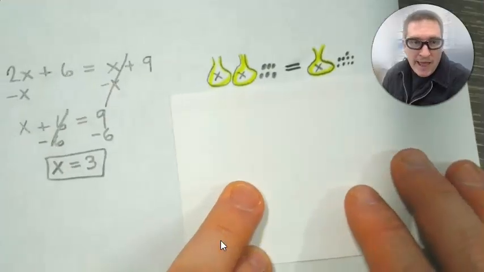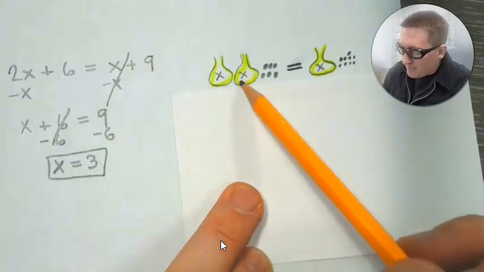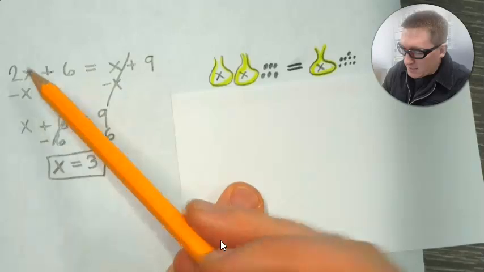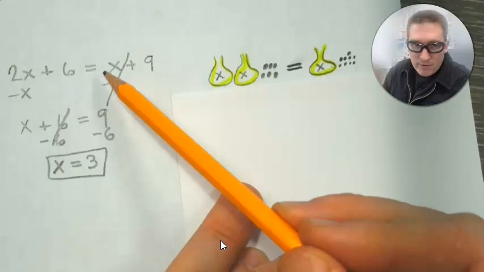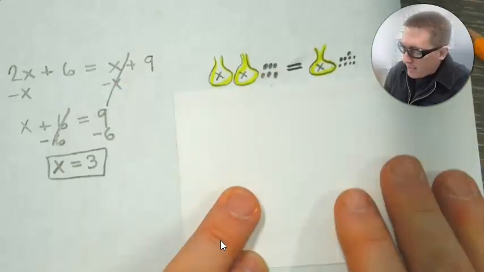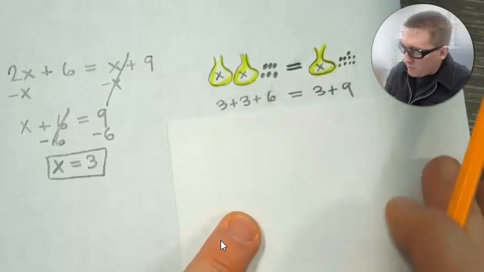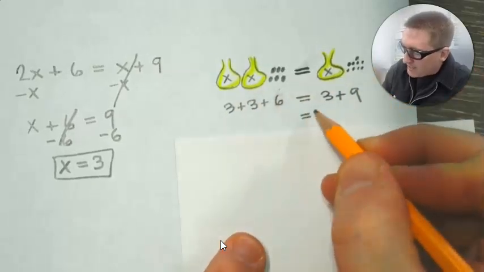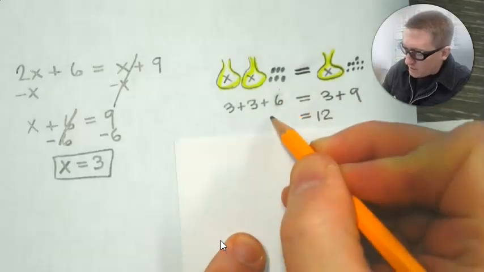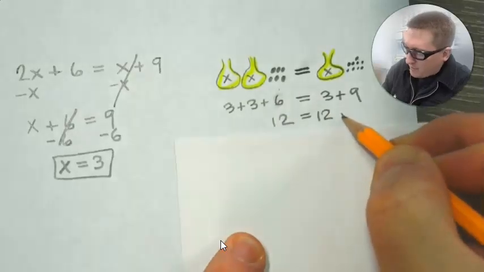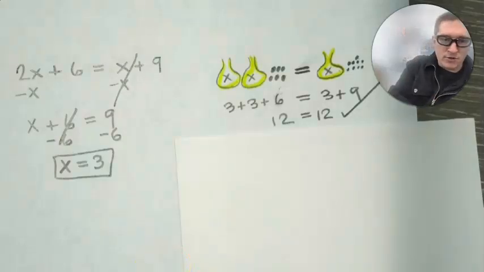Now, how do I know my answer of 3 is correct? Well, I'm saying that each of these bags has 3 marbles in it. I'm saying that x equals 3. If that's true, I can go back to my original problem, either the original equation or the original graphic, and I can show that putting 3 marbles in each of those bags would make a balanced equation. Like 3 plus 9 is 12, and 6 plus 3 is 9 plus 3, which is also 12. And since I have equal numbers of marbles on both sides, I know my answer is correct.